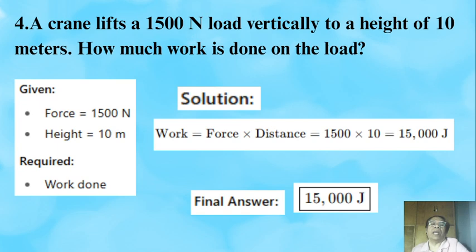Number 4, a crane lifts a 1,500 Newton load vertically to a height of 10 meters. How much work is done on the load? Given force, 1,500 Newton, height 10 meters, required work done. Use the formula work is equal to force times distance. Substitute the given data. The final answer is 15,000 joules.